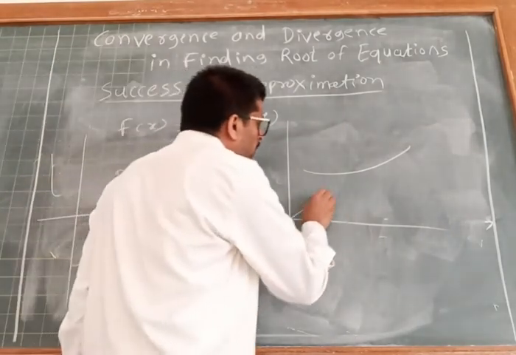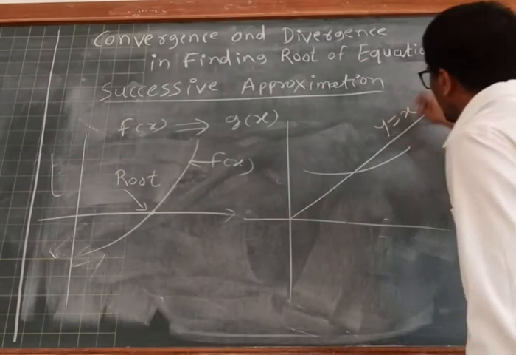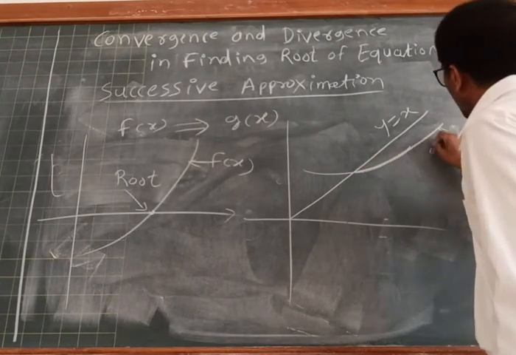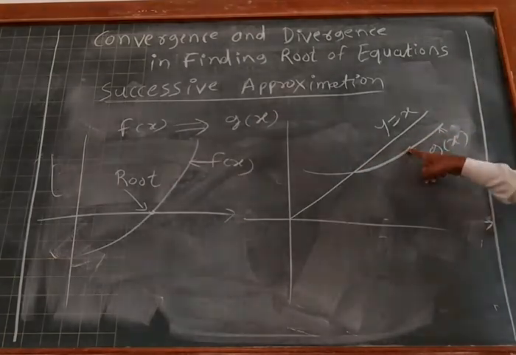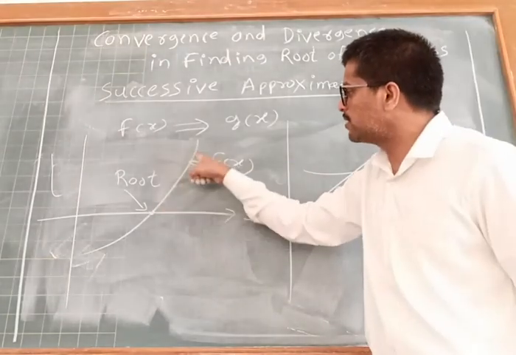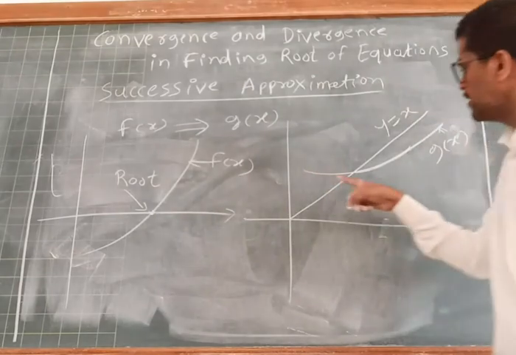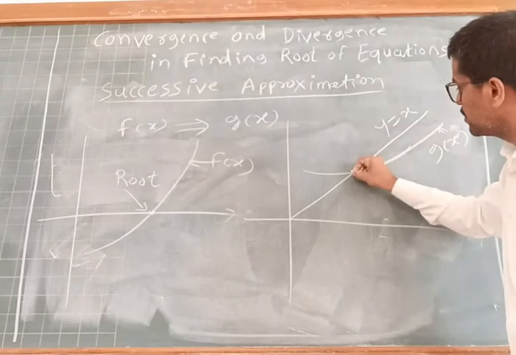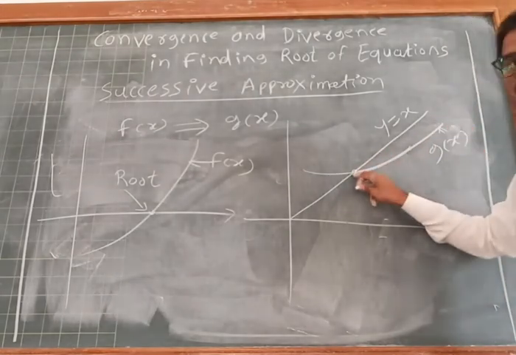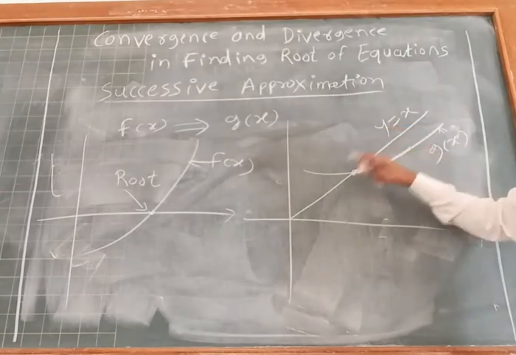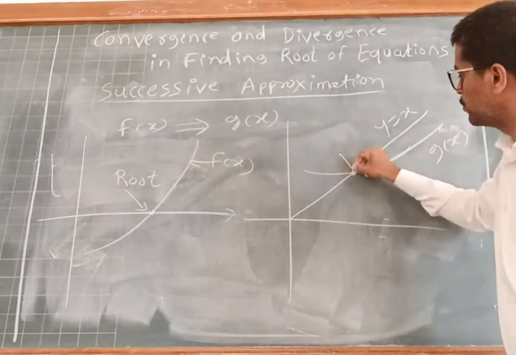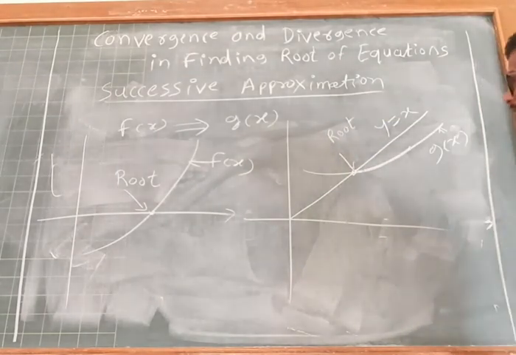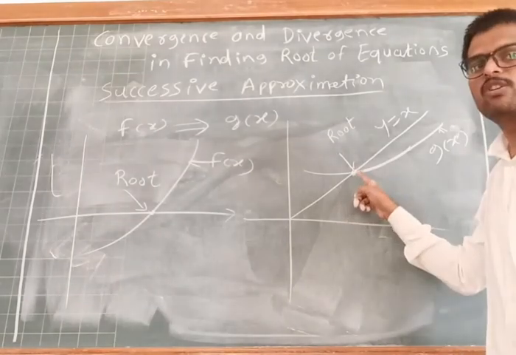So if I draw a curve of y is equal to x line. So this line is y is equal to x, and this curve is g of x. This is f of x. The point at which this curve intersects the x axis is the root, and when we are converting this f of x into g of x, then the root is the point at which this g of x will intersect the line y is equal to x. So this is the root. We have to find out this value.